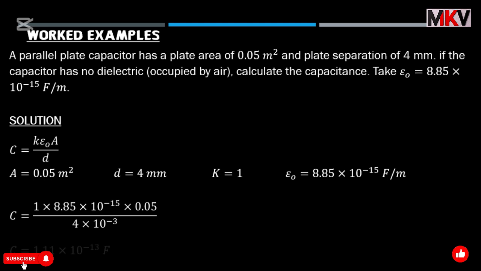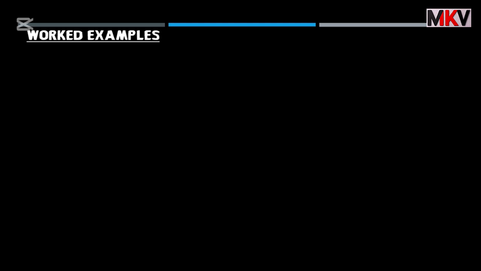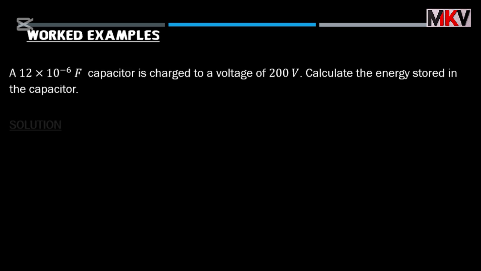So after computing, we have the capacitance of the capacitor equal to 1.11 times 10 to the power minus 13 farad. So this is the capacitance for this parallel plate capacitor. Now let's look at another example.